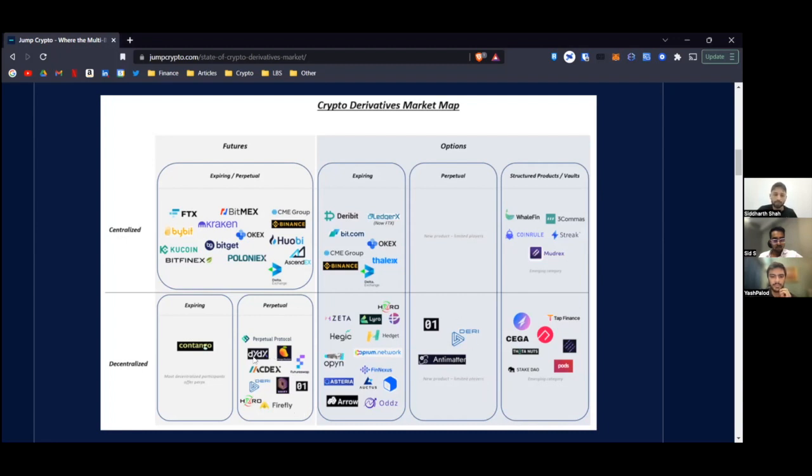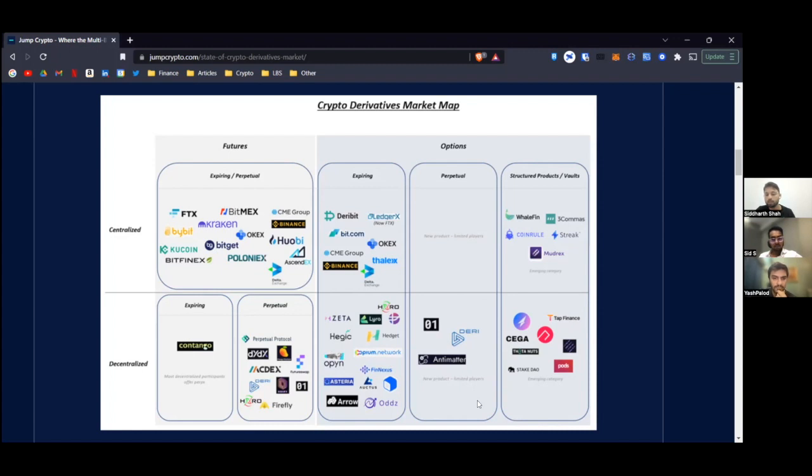But I think there are competitors in the market, as you can see here. DYDX, Perpetual Protocol, those are some of the main ones. If you look at this market map, 0, 1 is the only one that actually goes across perpetual decentralized options and perpetual decentralized futures. So I think that would be good to keep in mind.